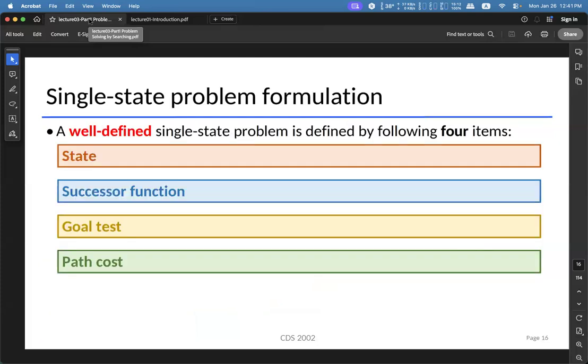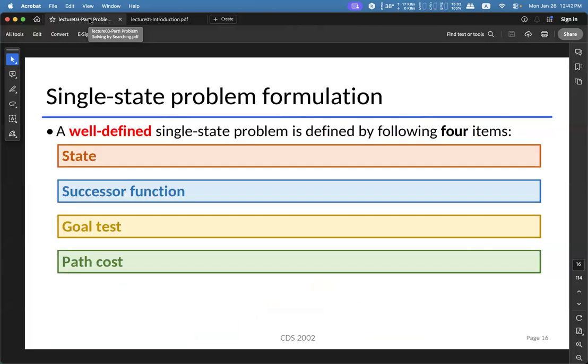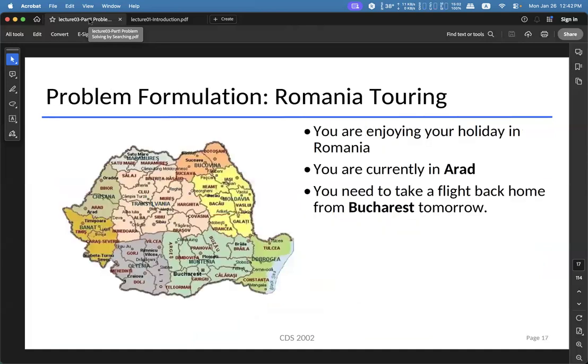And now let's take a look at how to define a single state problem. We actually need to define a single state problem with four elements: the state, the successor function, the goal test, and the path cost. So let's consider a simpler example first.